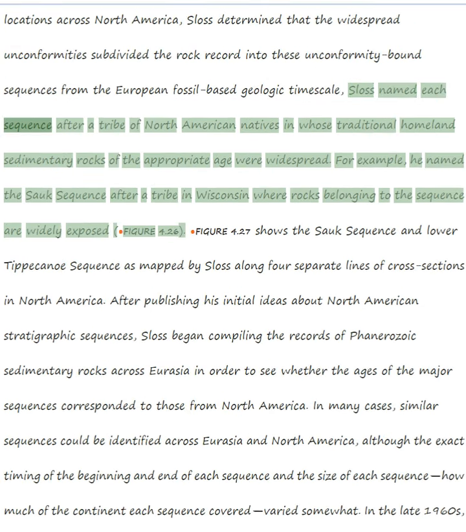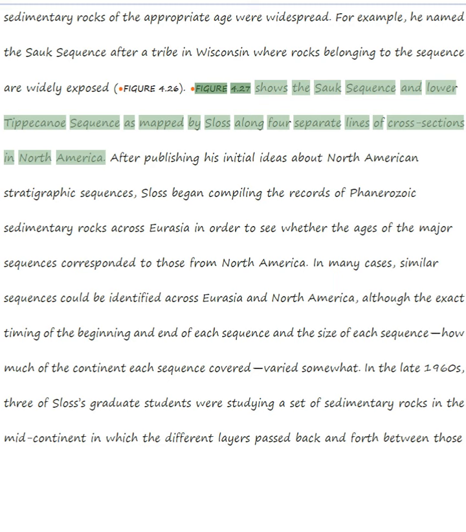Sloss named each sequence after a tribe of North American natives in whose traditional homeland sedimentary rocks of the appropriate age were widespread. For example, he named the Sauk sequence after a tribe in Wisconsin where rocks belonging to the sequence are widely exposed. Figure 4.27 shows the Sauk sequence and Lower Tippecanoe sequence as mapped by Sloss along 4 separate lines of cross-sections in North America.